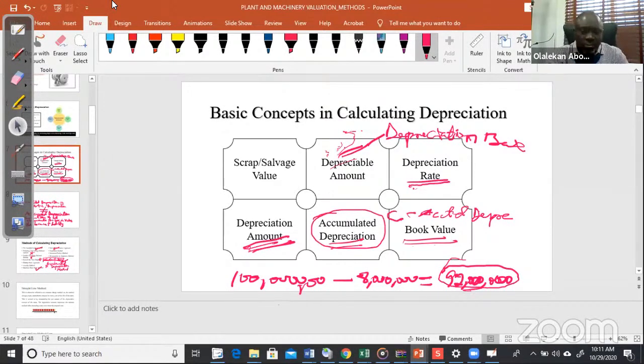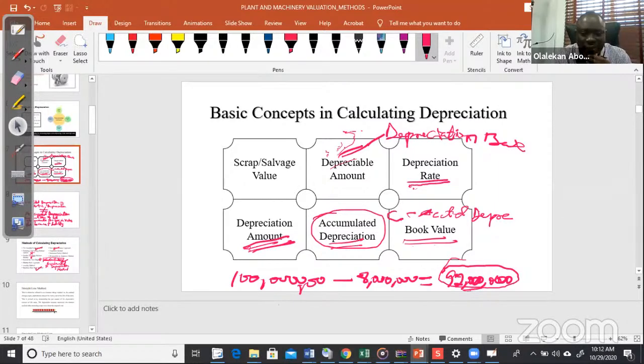Thank you. Let me quickly open this chart. I want to go back to methods now. Hello, sir. Yes, please. I want to get an explanation on depreciation amount.